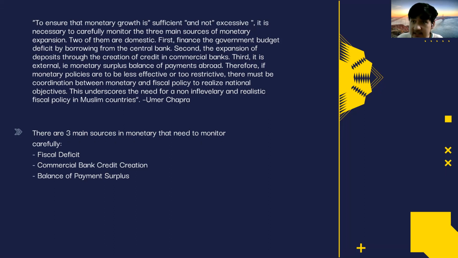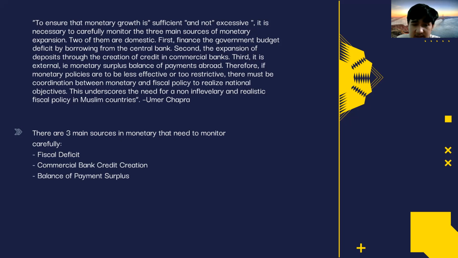excessive, it is necessary to carefully monitor the three main sources of monetary expansion. There are three main sources that need to be monitored carefully. The first is the fiscal deficit. Attempts by the government to extract real resources at a faster rate than is sustainable at a stable price level could lead to continually rising fiscal deficits and accelerated increases in money supply, thus contributing to inflation.